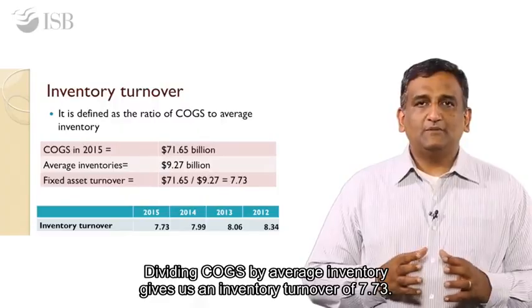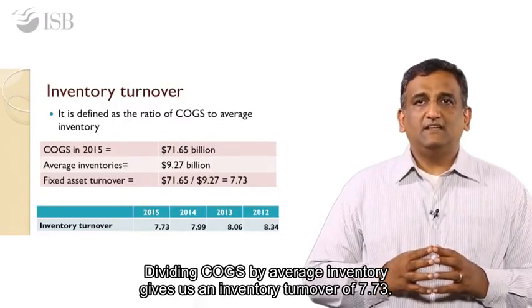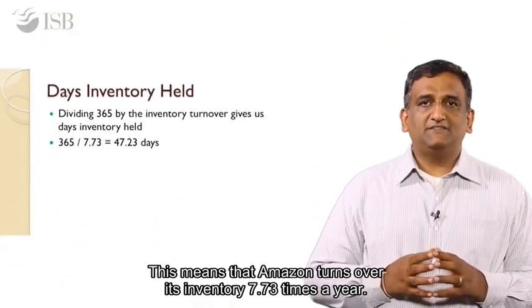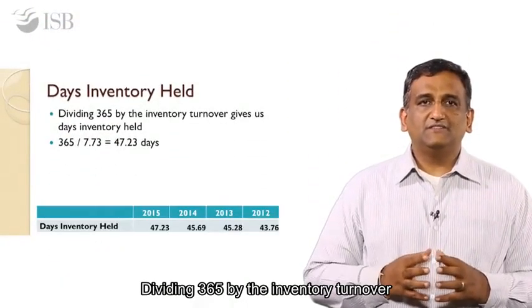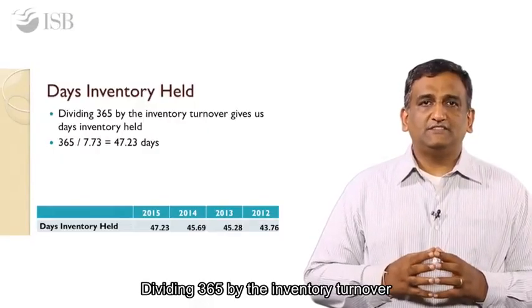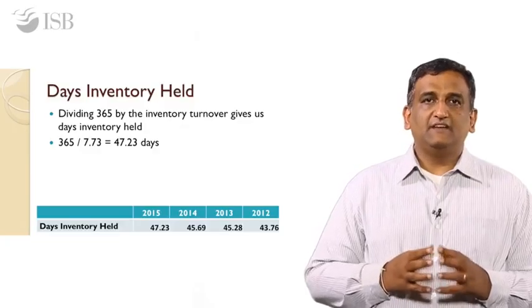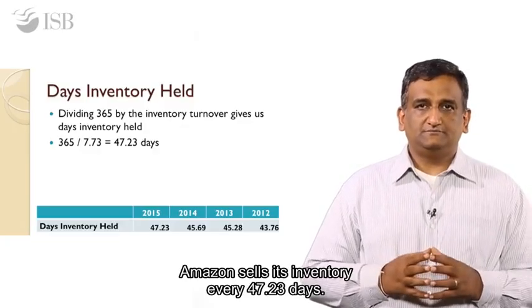This means that Amazon turns over its inventory 7.73 times a year. Dividing 365 by the inventory turnover gives us a days inventory held of 47.23 days. Amazon sells its inventory every 47.23 days.